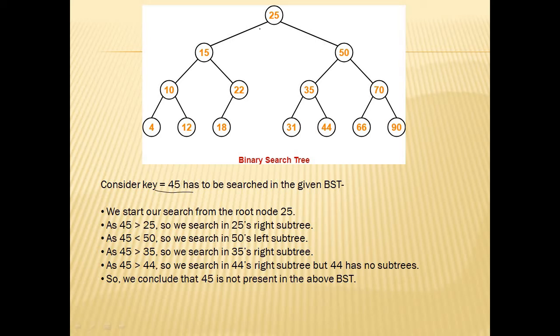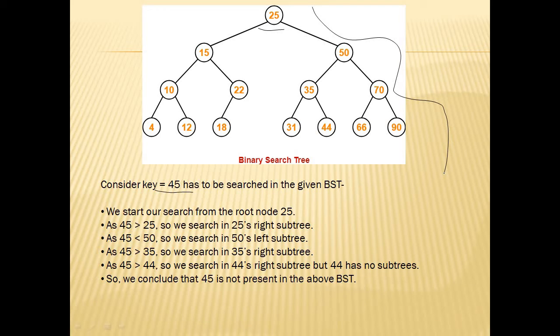Here the root element is 25. So 45 is greater than 25, so there is a chance to get that element on the right hand side. It may be found or not, but there is a chance to get it on the right hand side. So here we explain the process of how we are going to implement it.